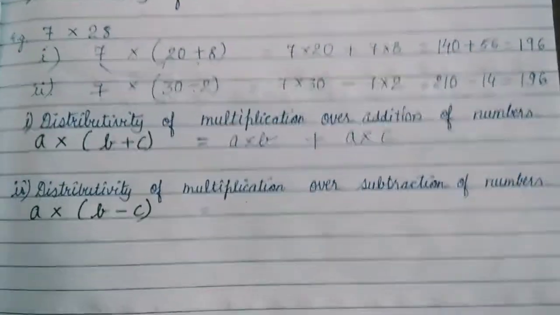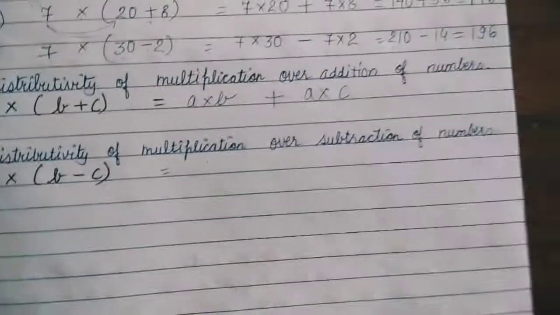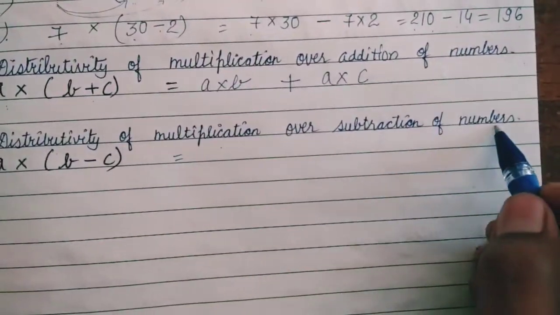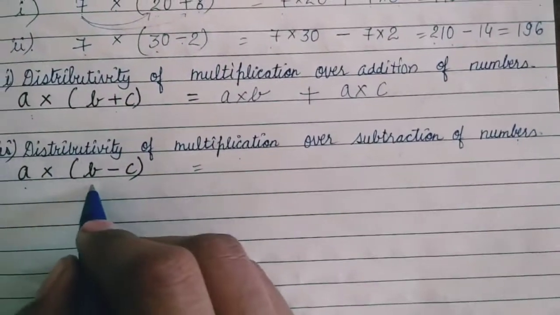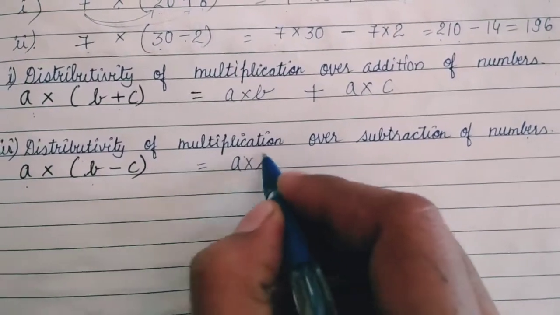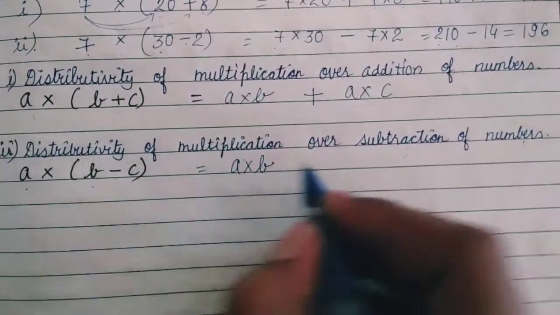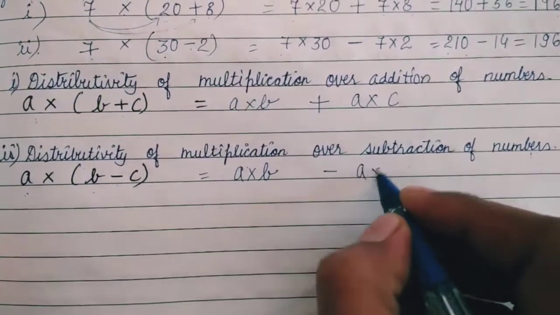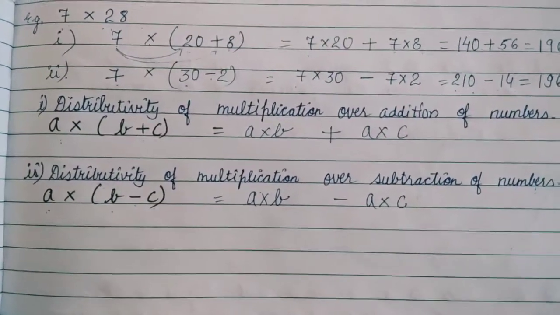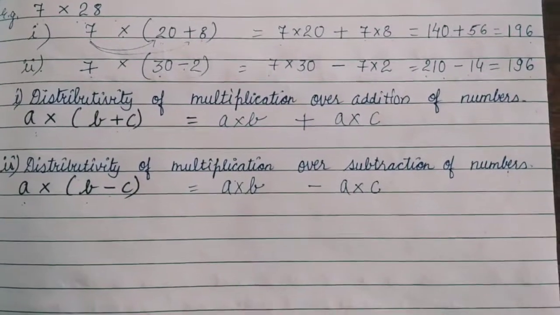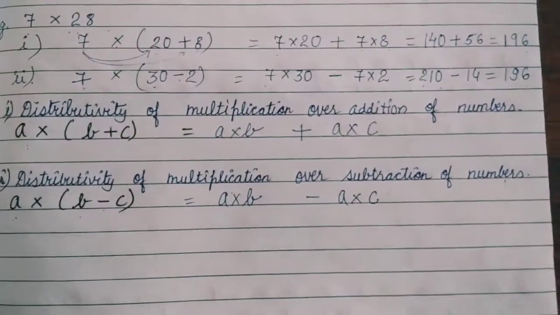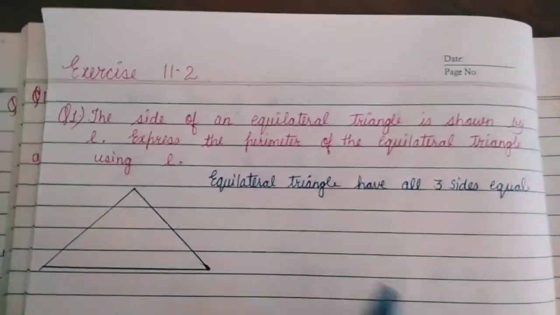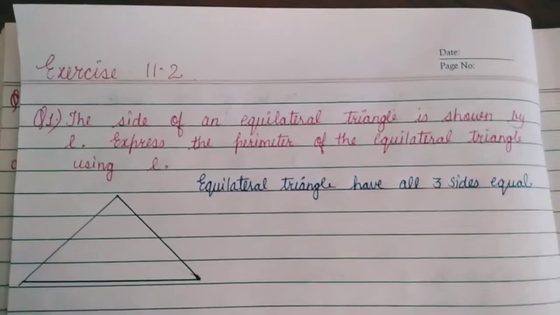Okay, same for the property distributive of multiplication over subtraction of number. A firstly multiply by B, then subtraction, then A will multiply by C. Okay, so here we completed use of variables in common rules. Now we are going to begin exercise 11.2 of class 6th.